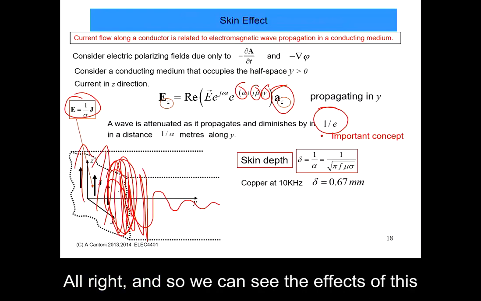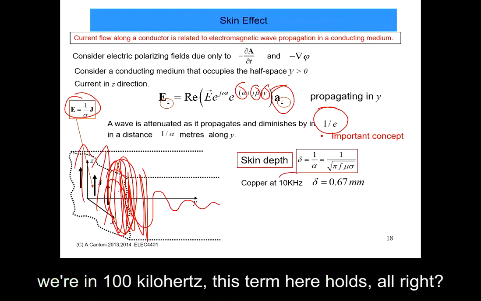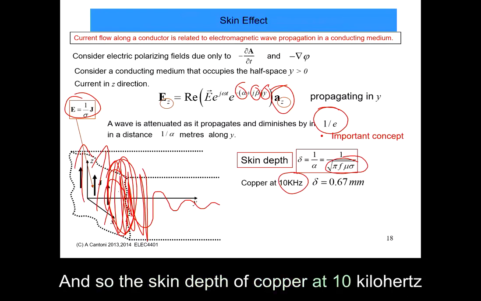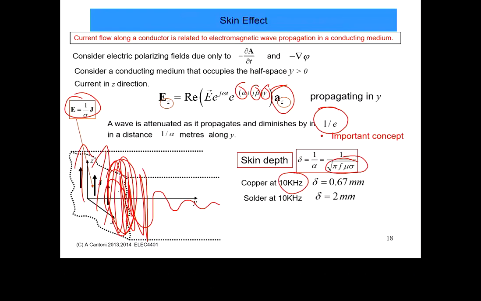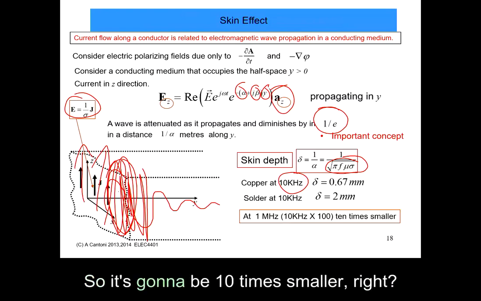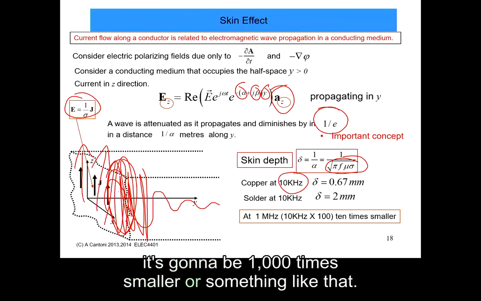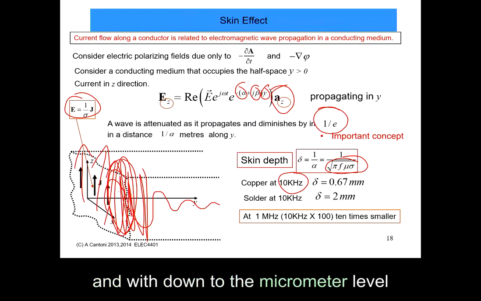And so we can see the effects of this at different frequencies, right? So if we're not in the huge range, we're at 100 kilohertz, this term here holds, right? And so the skin depth of copper at 10 kilohertz is 0.67 millimeters, right? And for solder at 10 kilohertz, it's going to be 2 millimeters. So the majority of the current is sitting within that 2 millimeters, right? If we were into the megahertz, 1 megahertz is 100 times 10 kilohertz. And so we take the square root of that. So it's going to be 10 times smaller, right? Once we get up to the gigahertz, it's going to be 1,000 times smaller or something like that. And we're down to the micrometer level or something like that.